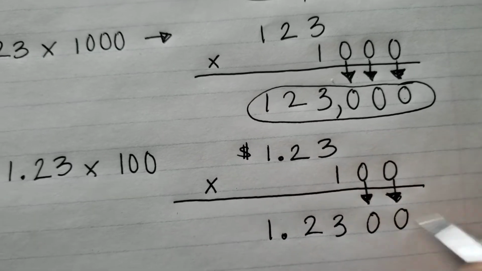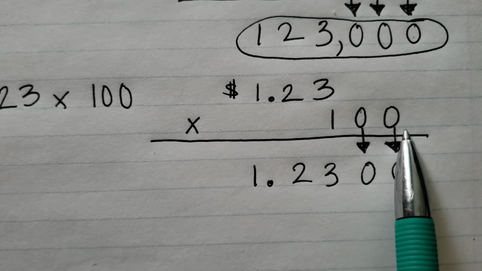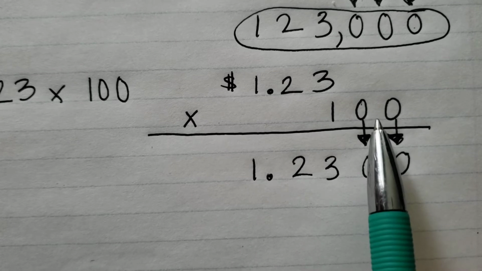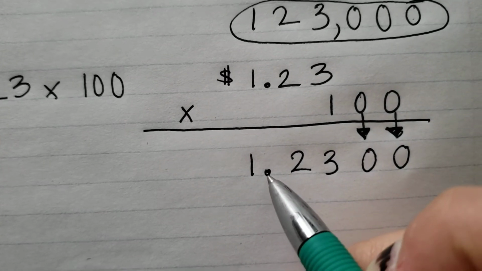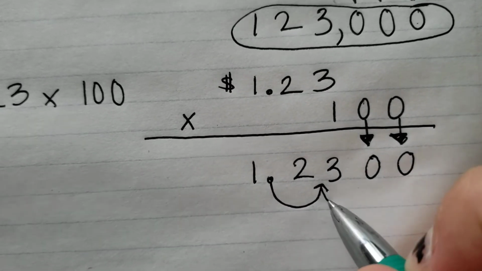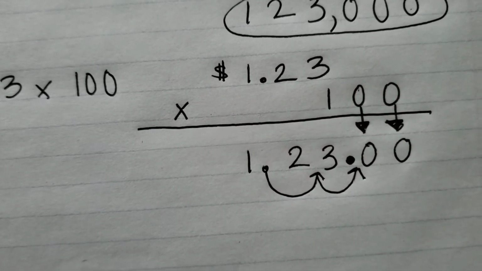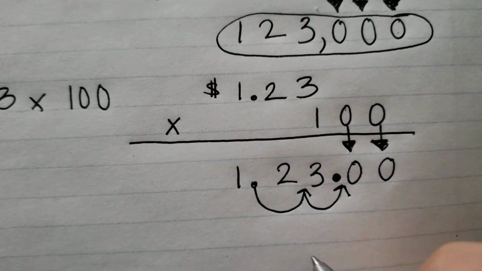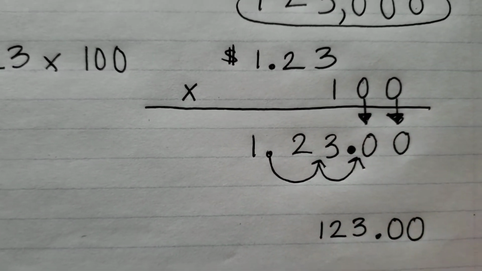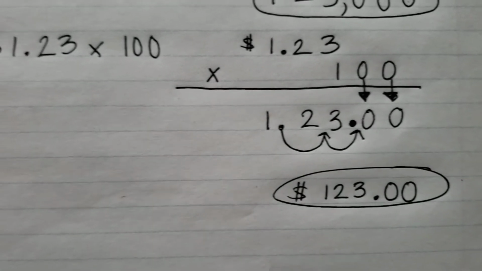So $1.23. Okay. But since I multiplied times 100, I'm going to move it 2 places to the right since I had 2 zeros here. So I'm going to take this decimal place and I'm going to draw an arrow once and twice. Okay, and that's where my decimal should be. So I rewrite my answer as $123.00.